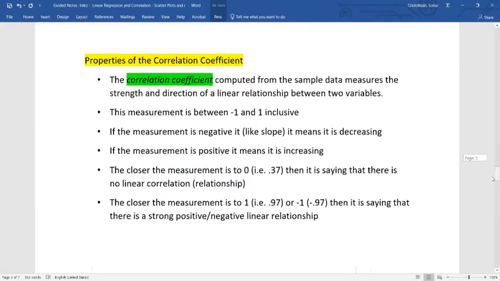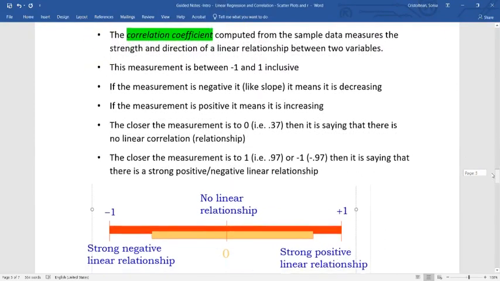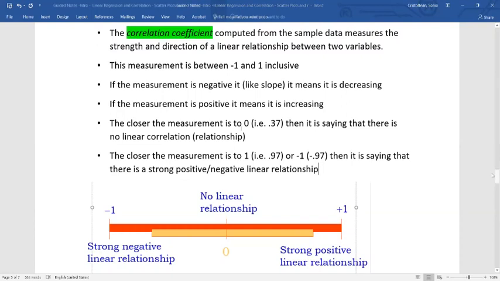But let's first talk about the properties of the correlation coefficient. Keep in mind, the correlation coefficient R is computed from the sample data and it measures the strength and the direction of a linear relationship between two quantitative variables. So this R will actually be a statistic. It comes from sample data. This is a number, a measurement that measures the strength and direction of the linear relationship between two variables.